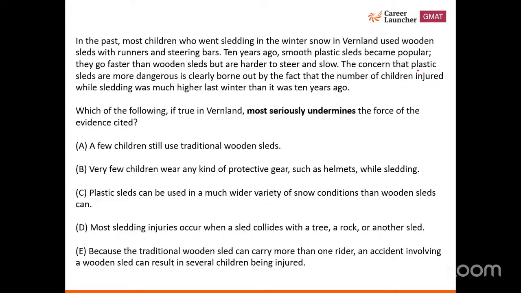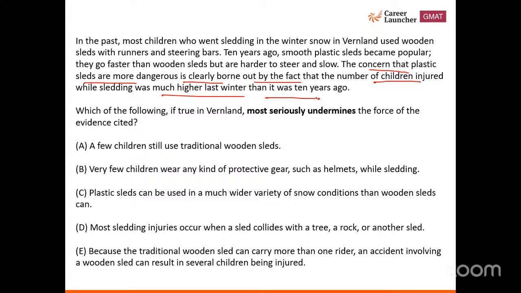So here, another very interesting question, by the way. And if you look at it, the conclusion clearly says that plastic sleds are more dangerous. Why? Because the number of children injured in sledding was higher last winter than it was 10 years ago. Since there is data being presented that the number of children injured last winter was higher, that's why we are saying that plastic sleds are more dangerous.